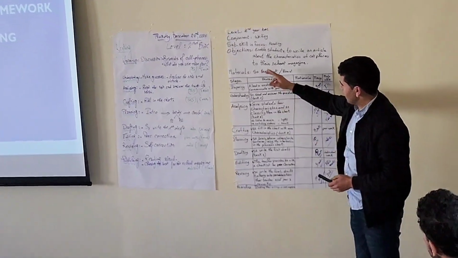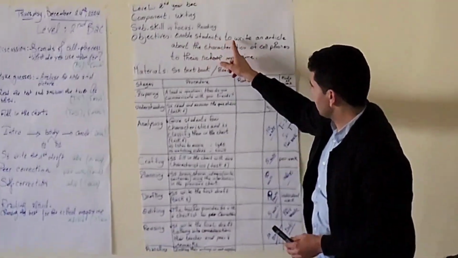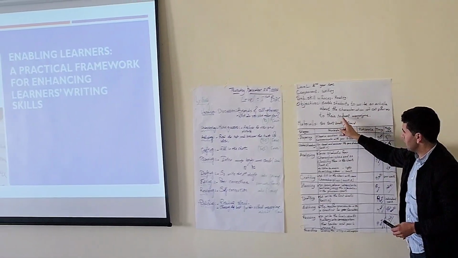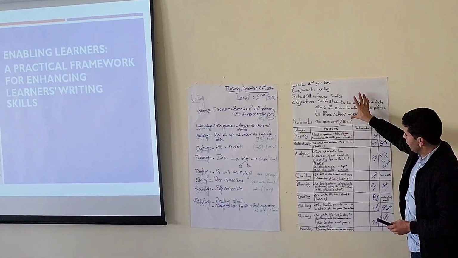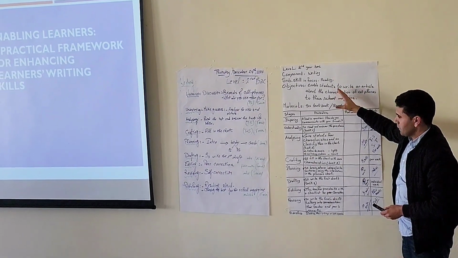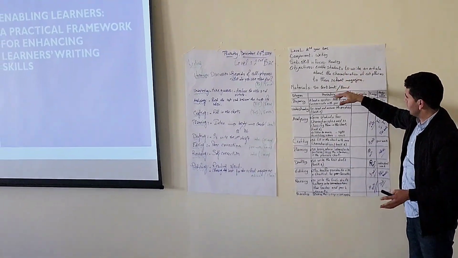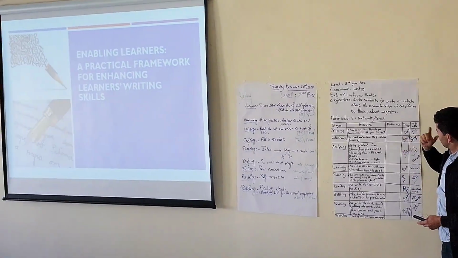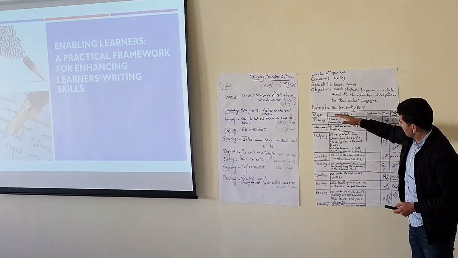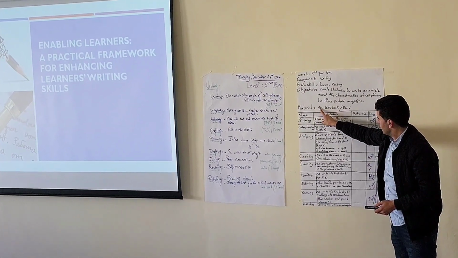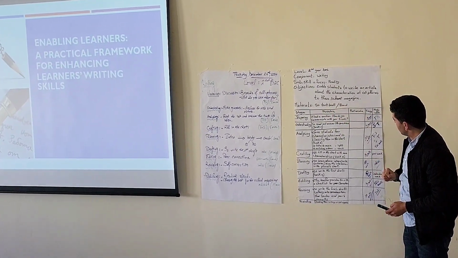So the objective, as you can see, is to enable students to write an article about the characteristics of cell phones to their school magazine. So this is the objective. It contains, as you can see, the answers of questions like what and who, and something like that. So these are the materials we are going to focus on or to employ: student textbook and the board.